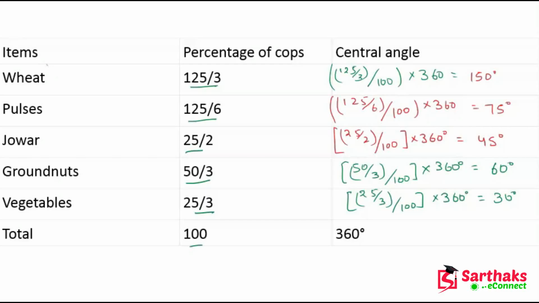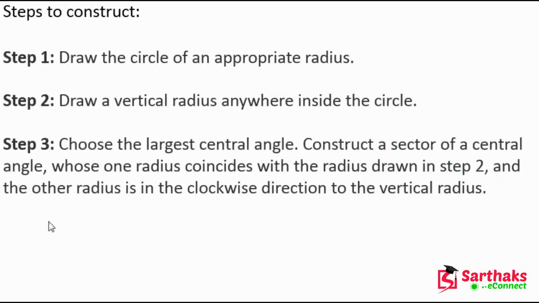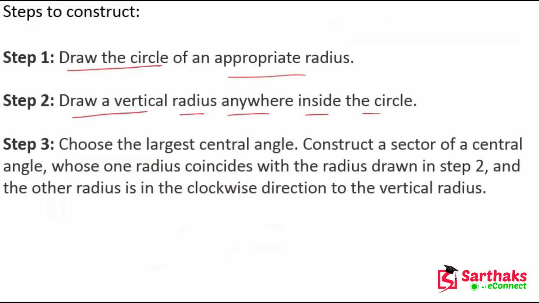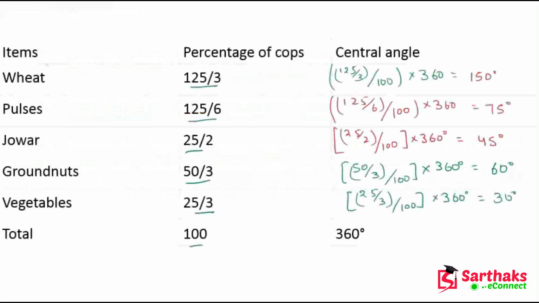My dear friends, I hope you understand these things. So this is the table. Now let's see the steps of construction. First of all, draw a circle of an appropriate radius. Now draw a vertical radius anywhere inside the circle. Here you can see that we are drawing a vertical radius. In the next step, choose the largest central angle.